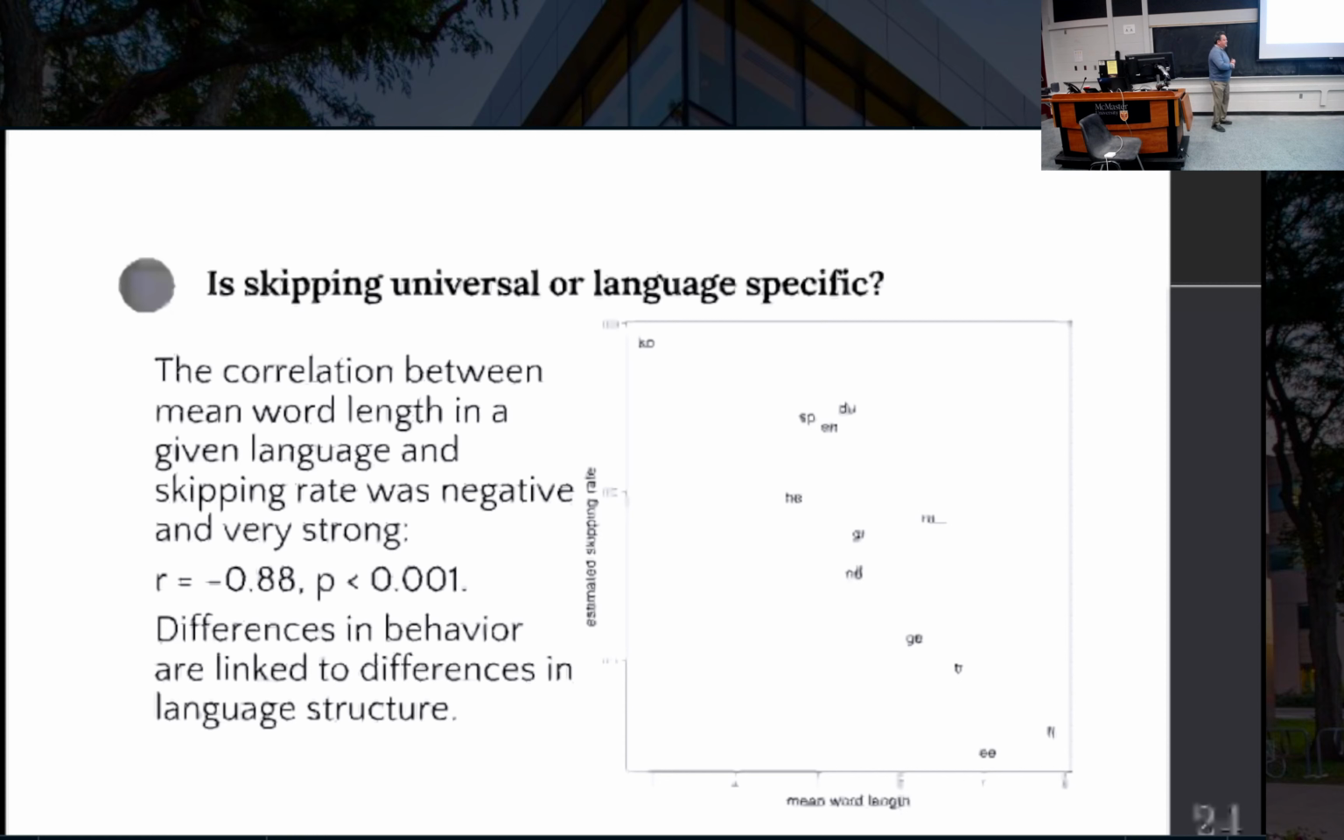In the top left corner, we have Korean, again a very condensed writing system with 3 to 4 characters constituting every word. And you have Estonian and Finnish in the bottom right corner. Both languages are related to one another and both feature extremely long words. So there's effectively almost a perfect negative correlation between these two parameters. The longer the words in the language, the less likely they are to be skipped.